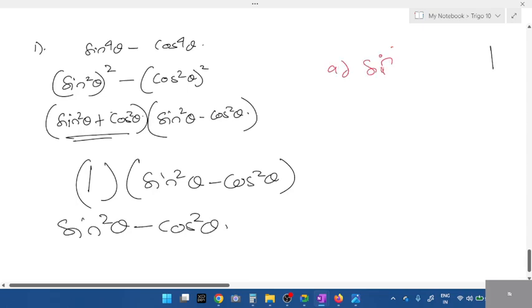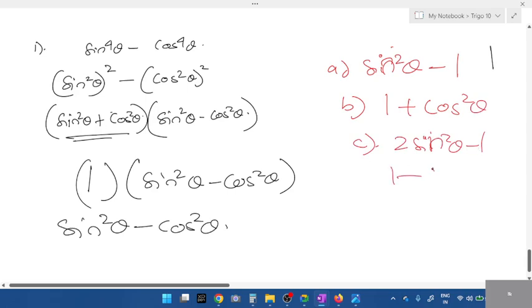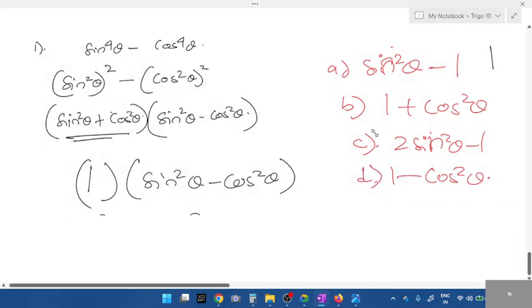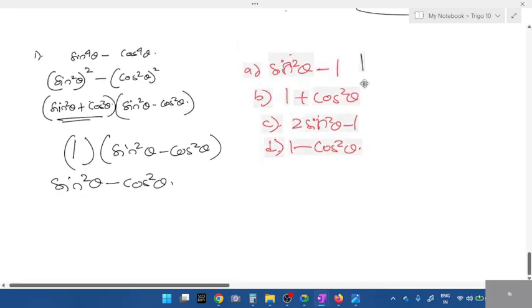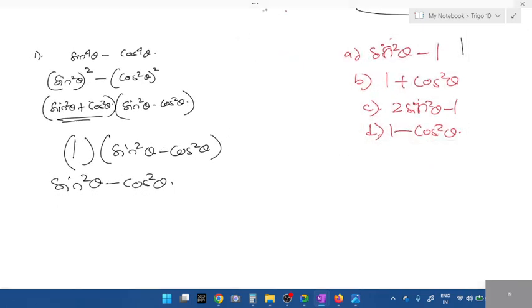Sine square theta minus 1. 1 plus cos square theta. 2 sine square theta minus 1. 1 minus cos square theta. These are the 4 options they've given in your textbook for the first question. So far, we have used a square minus b square. Did we get any of these 4 options? All of you respond. No, right? We didn't get. So we'll try to further factorize this, students.